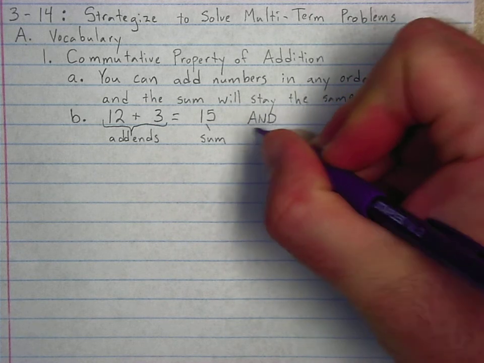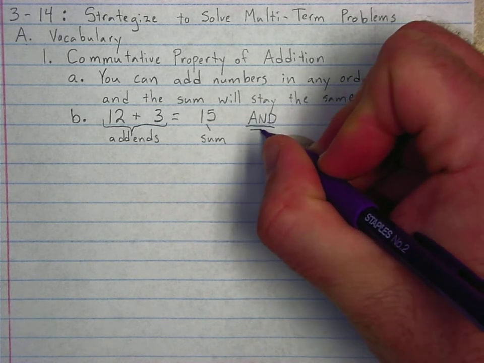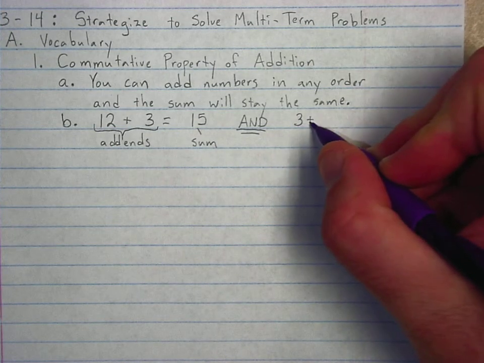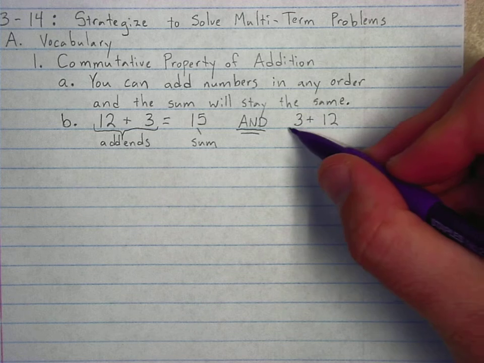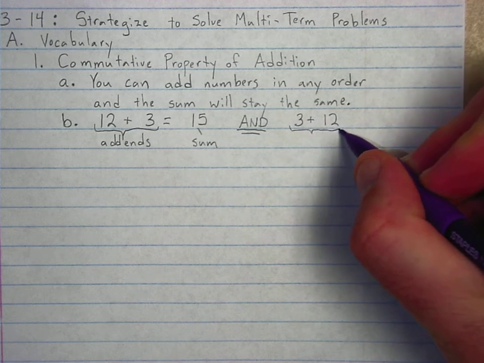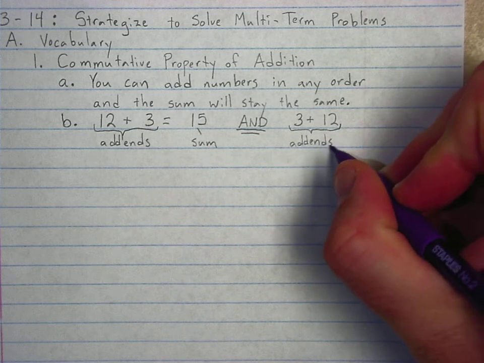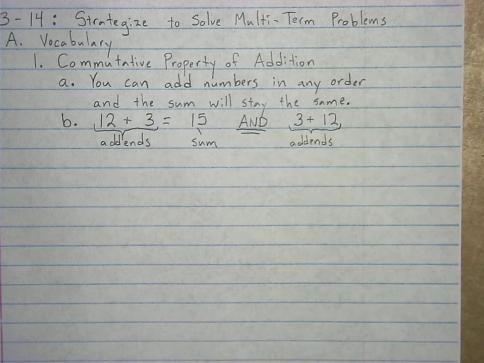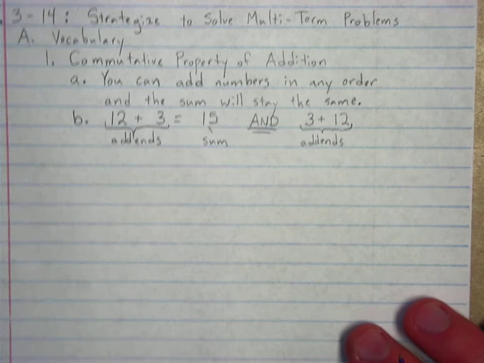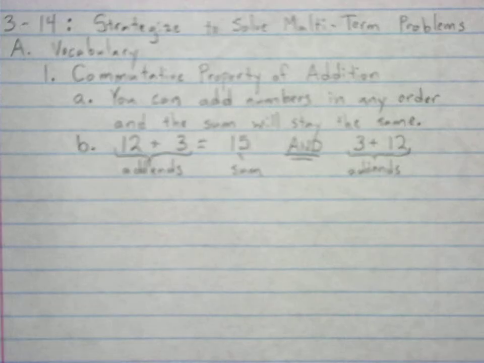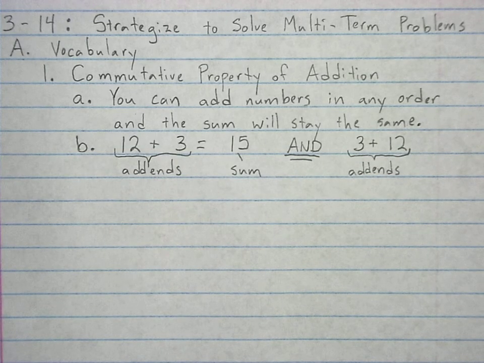However, I have other options. I can also add 3 plus 12. My addends are exactly the same. However, I have moved them around. They have commuted. They have moved. Okay. My addends are the same. All I did was change the order.